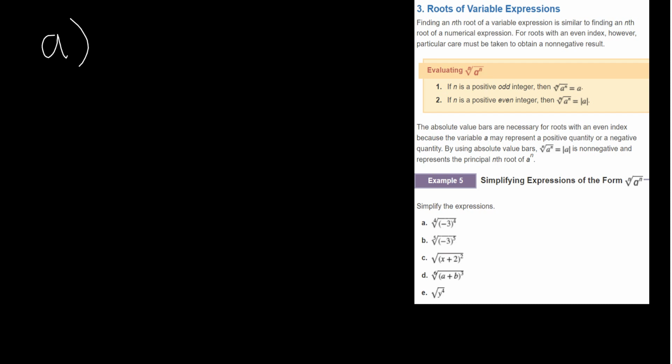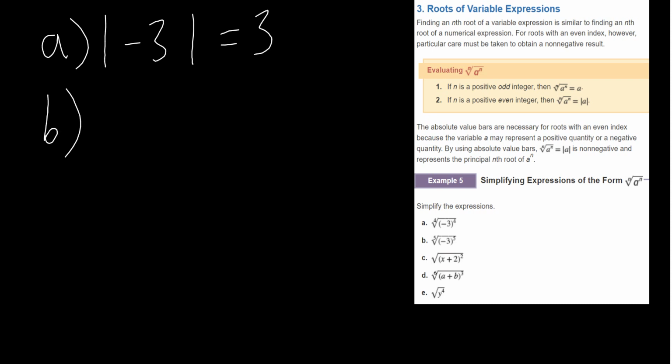Okay, so looking at a, we have the fourth root of negative 3 raised to the fourth power. Well, the 4 there is an even number, so we're going to be looking at principle number 2 here, right? So since it is even, we take the absolute value of my base in there, which is negative 3. So we would say the absolute value of negative 3, which indeed is just equal to positive 3.